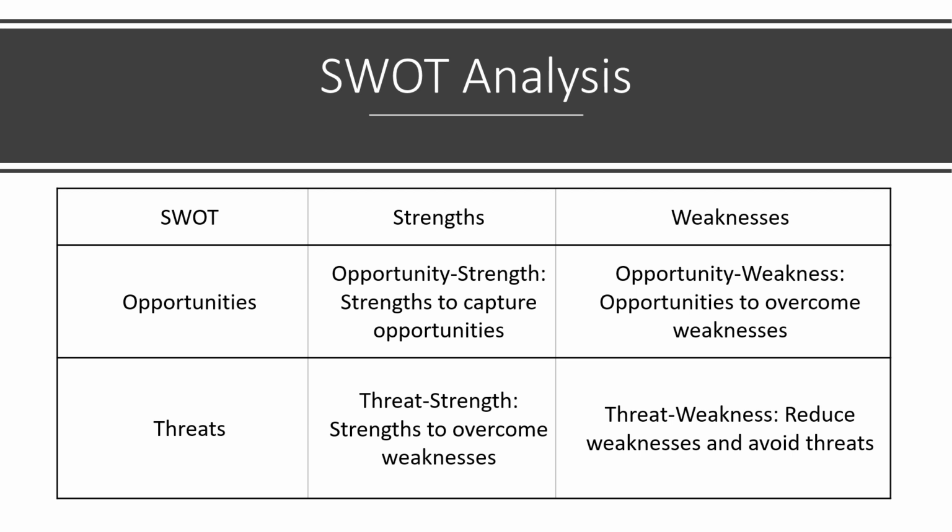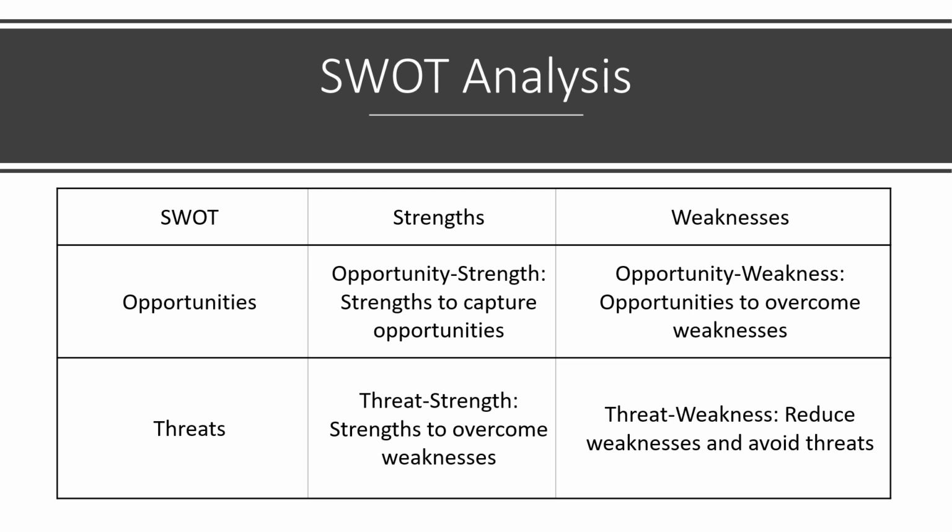Changes in government policies, such as the reduction or elimination of incentives and subsidies, may impact Tesla's business model. And the last threat is technological advancements. Rapid technological advancements may lead to the development of new and better electric vehicle technologies, making Tesla's products obsolete or less competitive.